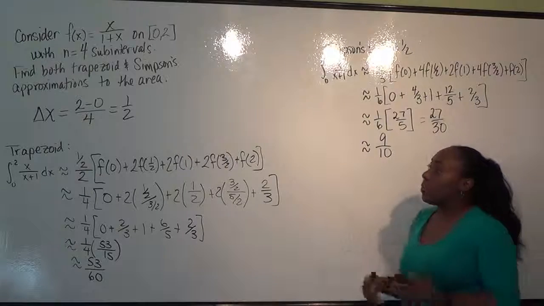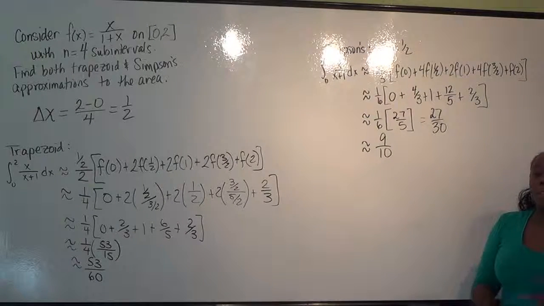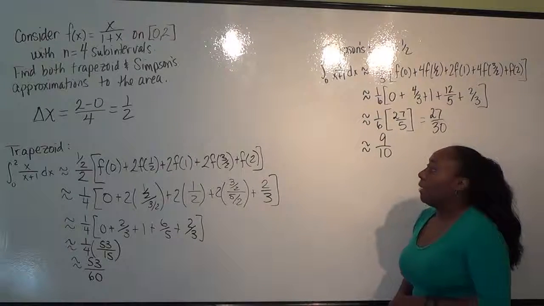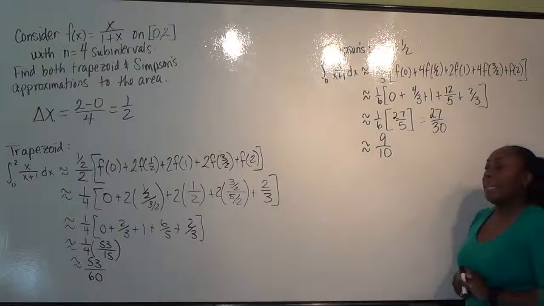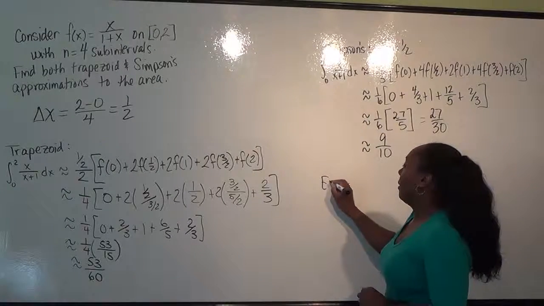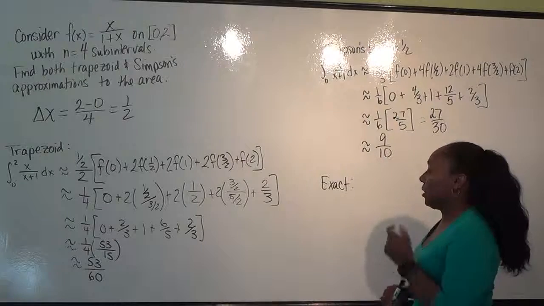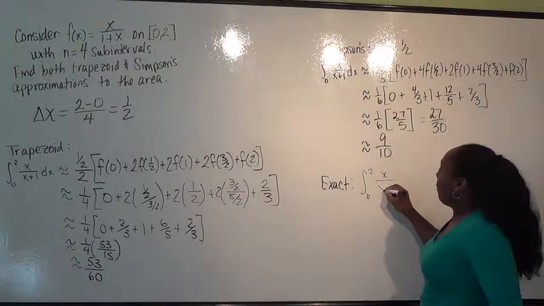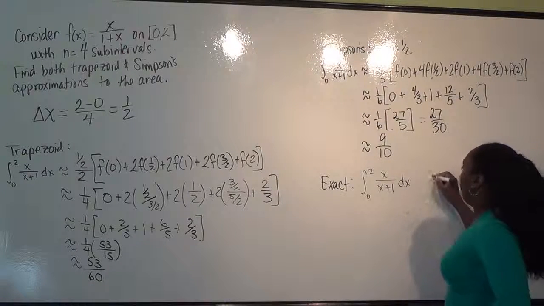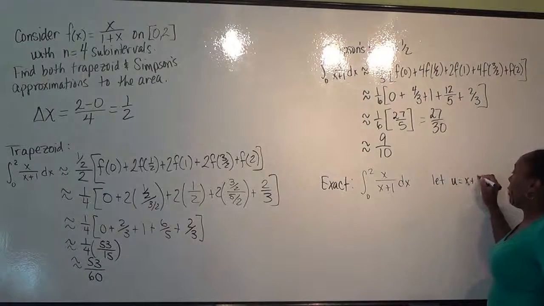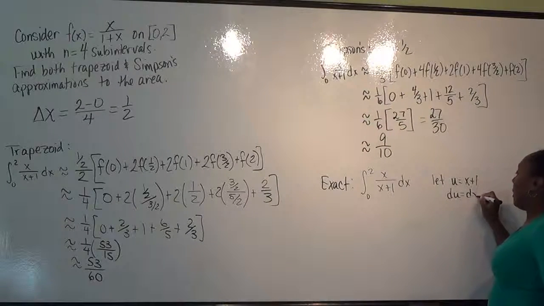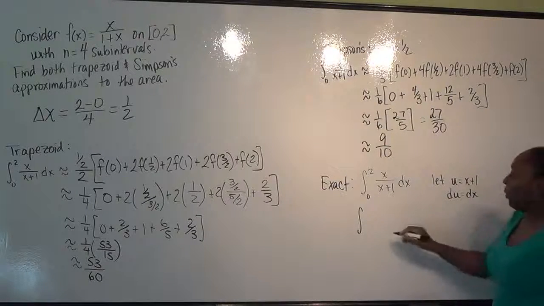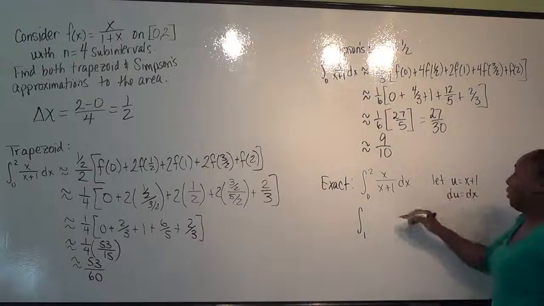Okay. So at this point we have these approximations. The next question should be how good are these approximations? Okay. Now again, this is one that we can get the exact area by using our integration techniques. Okay. So if I'm looking at the integral from 0 to 2 of x over x plus 1 dx, we can let u equal x plus 1, so du equals dx. Rewriting in terms of u, when x is 0, u is 1. When x is 2, u is 3.